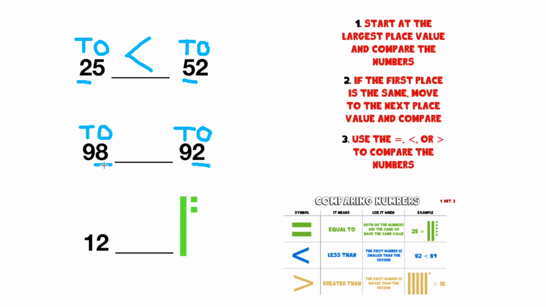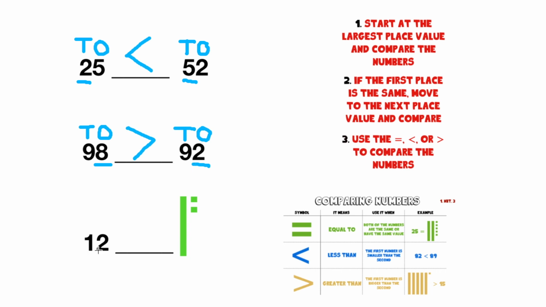So I see that 8 is a bigger number because 8 is larger than 2. So if 8 is larger than 2, I know that 98 is greater than 92. And remember, that symbol is facing this way. So I am going to go ahead and draw my sign, remembering that that hungry alligator is facing the direction of the larger number. And since that first number is bigger than the second, I will read it as 98 is greater than 92. Okay, and then on to our last set.